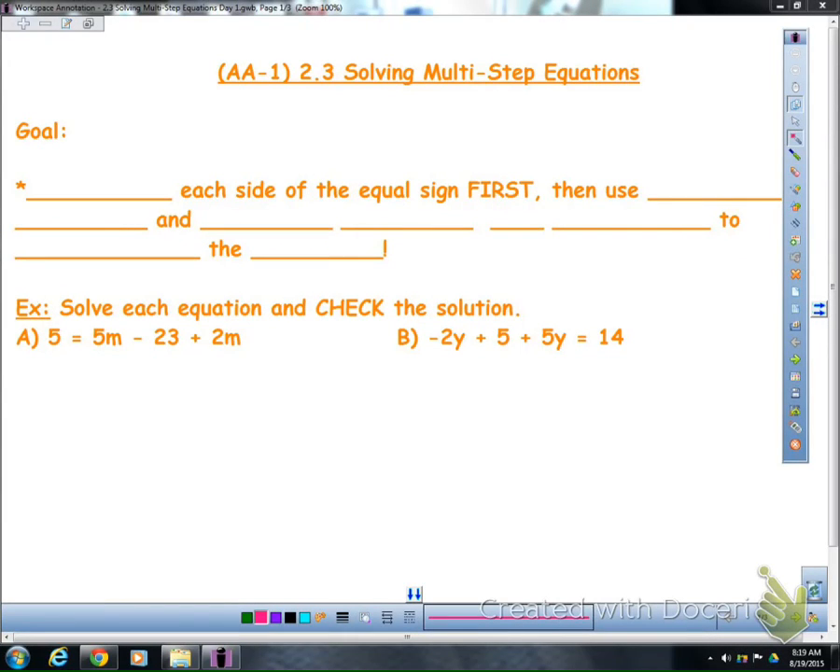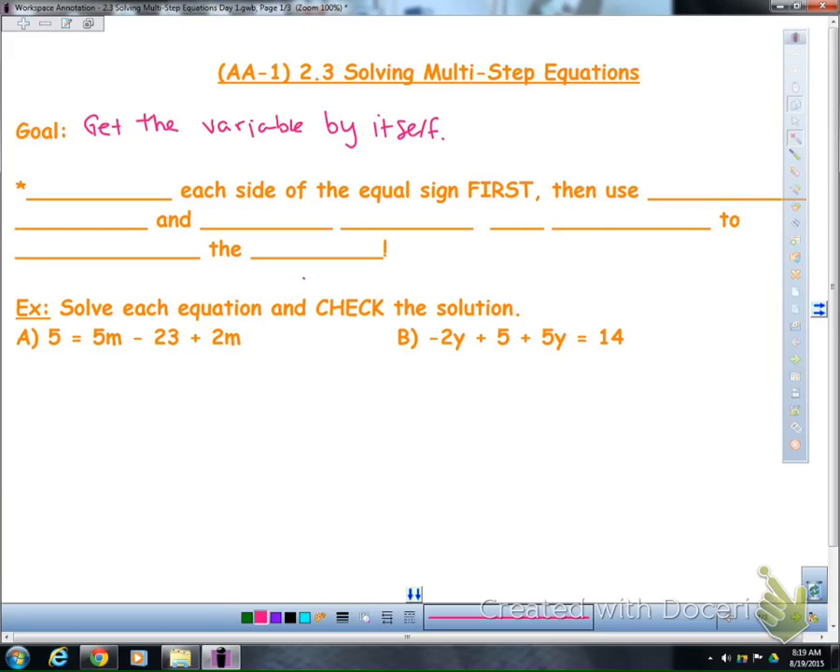Happy Monday afternoon. Today we're going to start solving multi-step equations. Our goal is still the same. Our goal is to get the variable by itself. While our goal is still the same, we have a couple more steps to do in order to get to that goal.